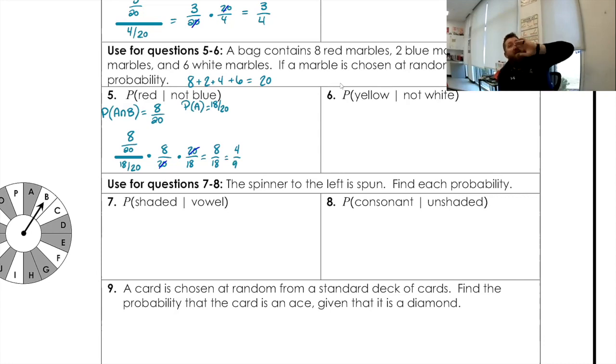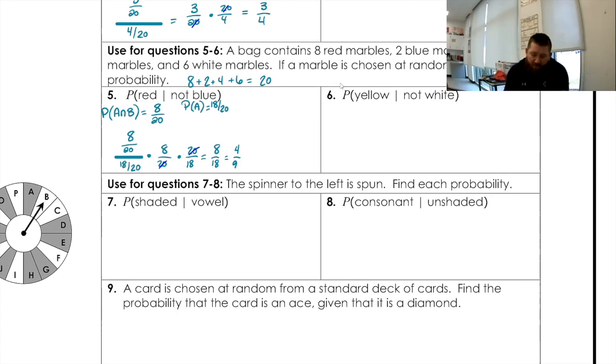So look at it, guys. Marbles that were not blue in this bag, there were 18 of those. Our new sample space is those 18 marbles. And then of those 18 marbles, 8 of them were red.